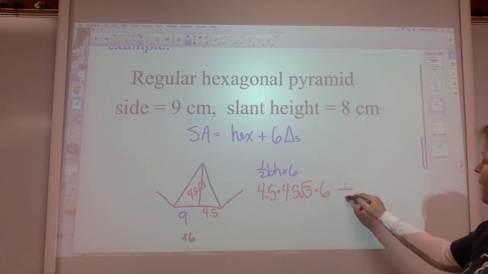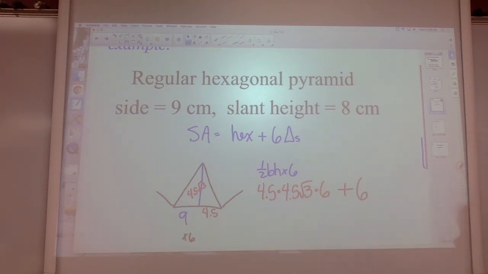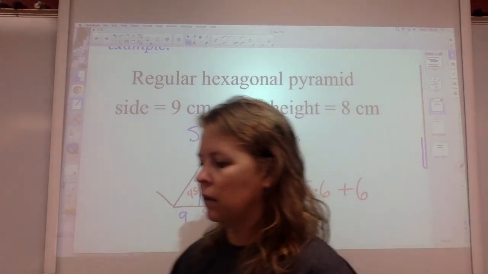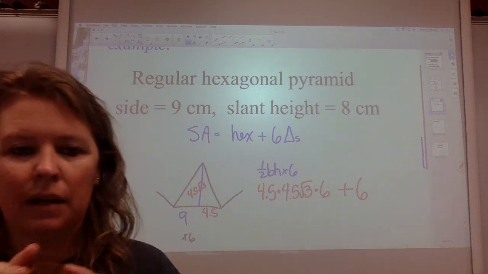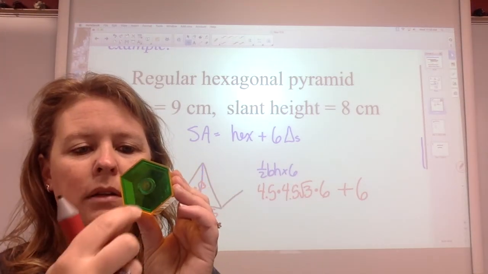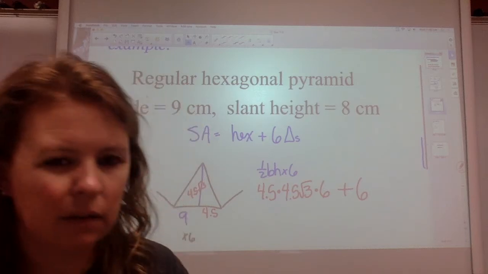We have to add to that the 6 triangles that are going all the way around. Not the same triangles as this. Okay, not the same triangles. This is the base. And it was split up into 6 different triangles. The triangles going around the outside are these.